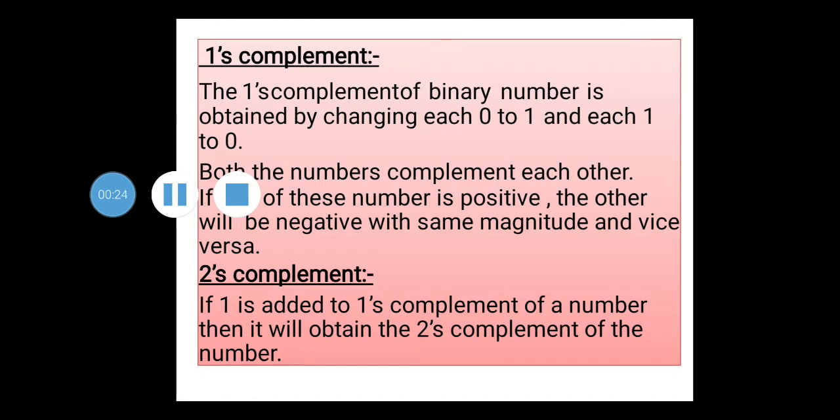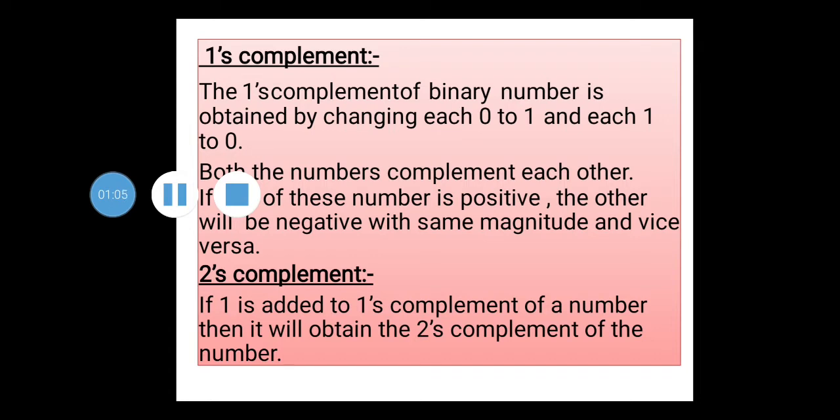If you remember, the ones complement method is, for a given binary number, you have to replace 0 by 1 and 1 by 0. So that is your ones complement method. The twos complement method is, for a given binary number, convert it into its ones complement form and then add binary 1 to it. Whatever result you get is the twos complement number of the given binary number.